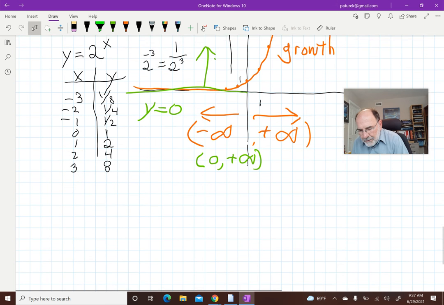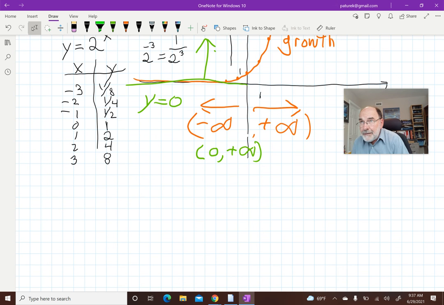All right. Now, in your homework, they're going to deal with having you derive the natural number e. Oh boy.